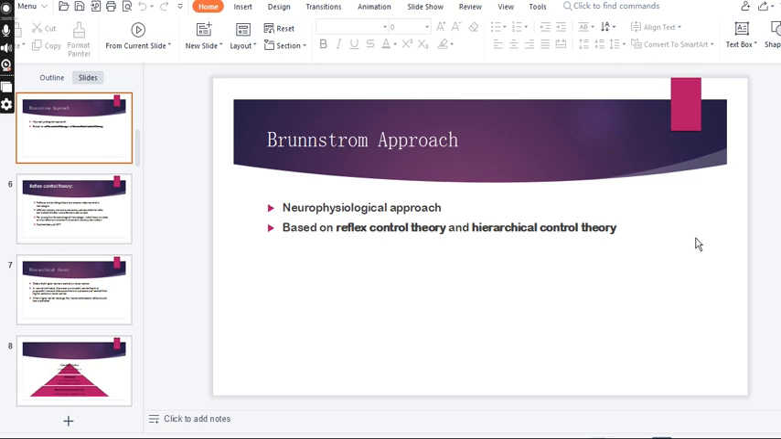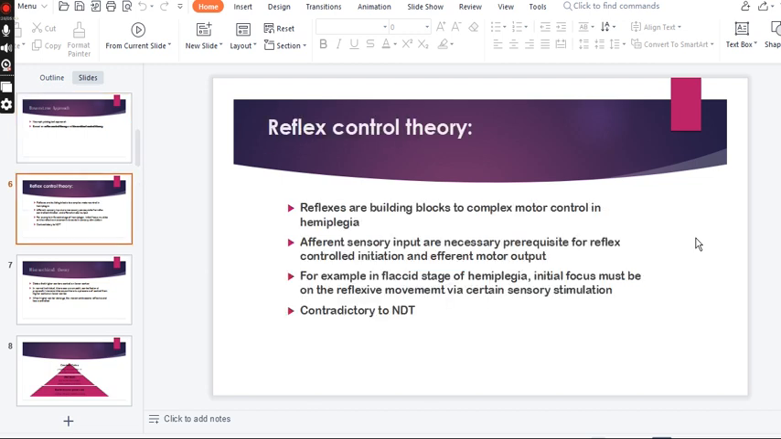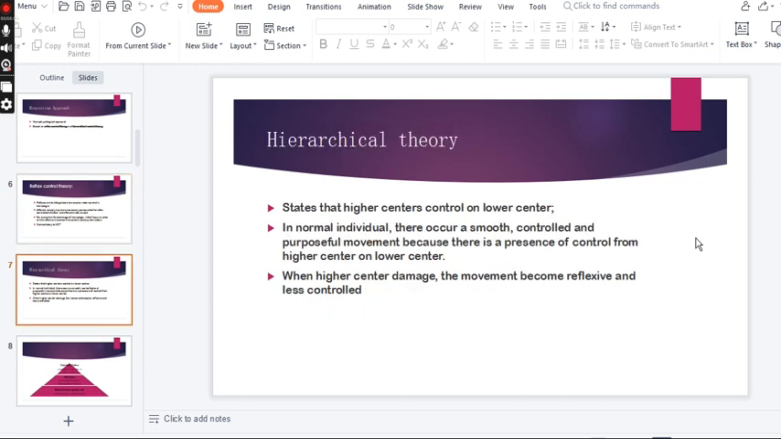What is the Brunnstrom approach? It is a neurophysiological approach that is dependent on reflex control theory and hierarchical control theory. What is reflex control theory? Reflexes are the building blocks to complex motor control in hemiplegia. Afferent sensory input is a necessary prerequisite for reflex controlled initiation and efferent motor output. For example, in the flaccid stage of hemiplegia, the initial focus must be on reflexive movement via certain sensory stimulation, contradictory to NDT.